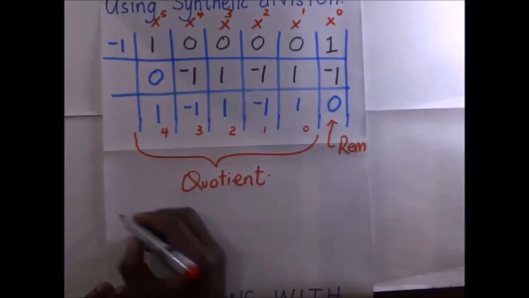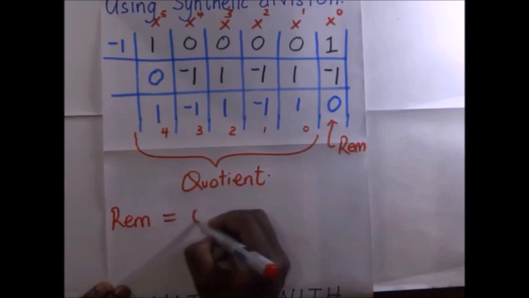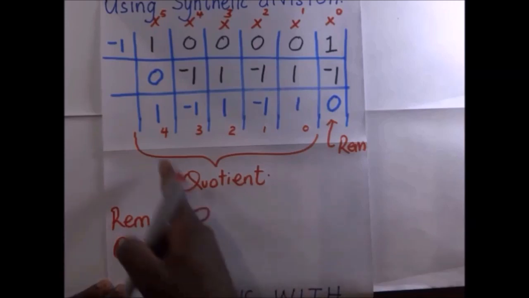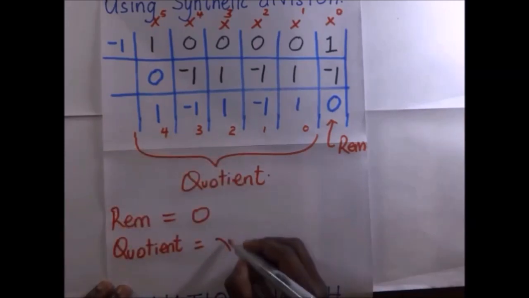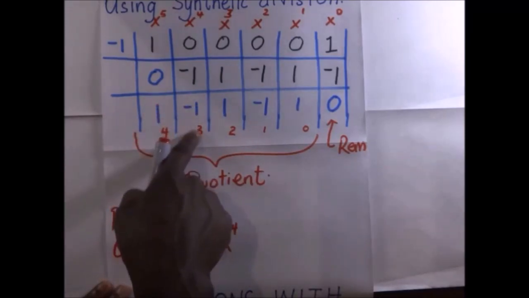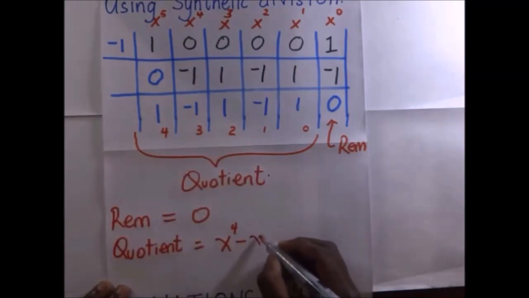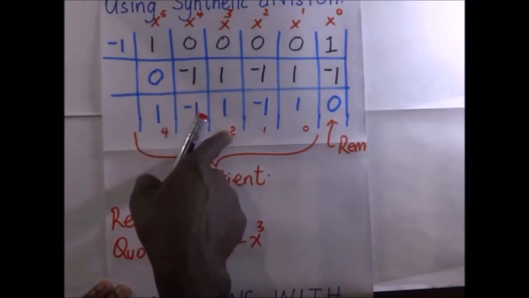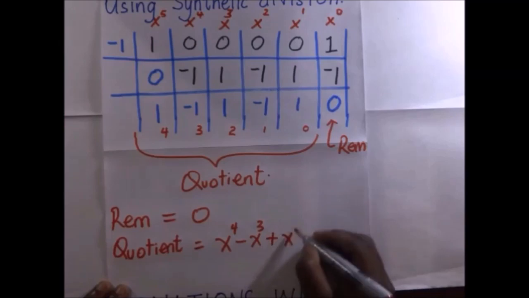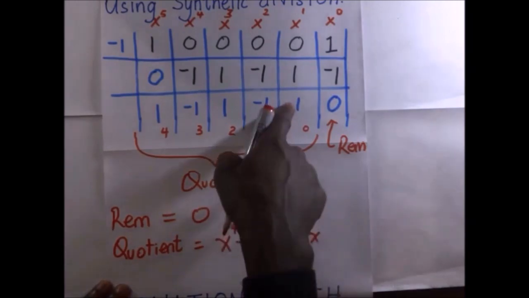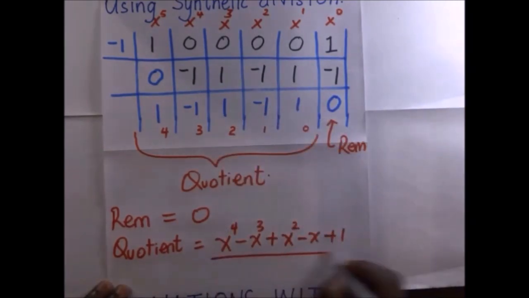So it means that our remainder is 0 and our quotient is going to be equal to x to the power 4, because it's 1x to the power 4, minus 1x to the power 3. So that is minus x to the power 3. Then that's going to be plus, because it's positive 1, plus x to the power 2, minus x to the power 1, then plus 1. So that will be our quotient, and that is going to be our remainder.